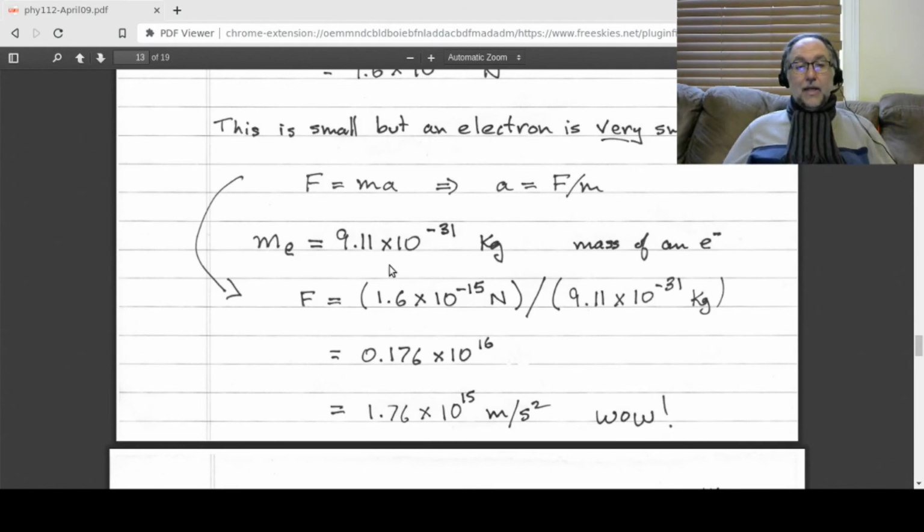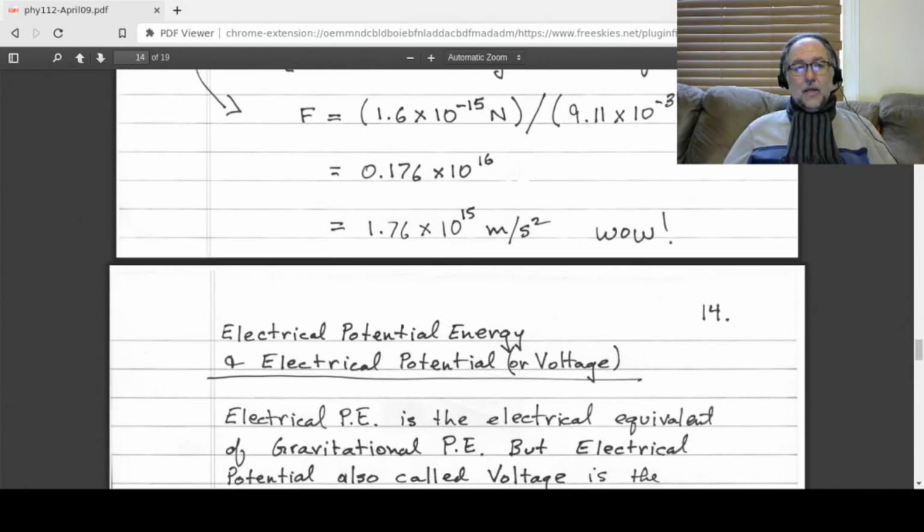If we plug that in here, whoops, I made a mistake. Sorry, guys, you see where I have F there? That should be an A. So A is equal to 1.6 times 10 to the minus 15 divided by the mass, and you get that the acceleration on the electron is 1.76 times 10 to the 15 meters per second squared. Again, I apologize, that F should be an A, because A is meters per second squared.